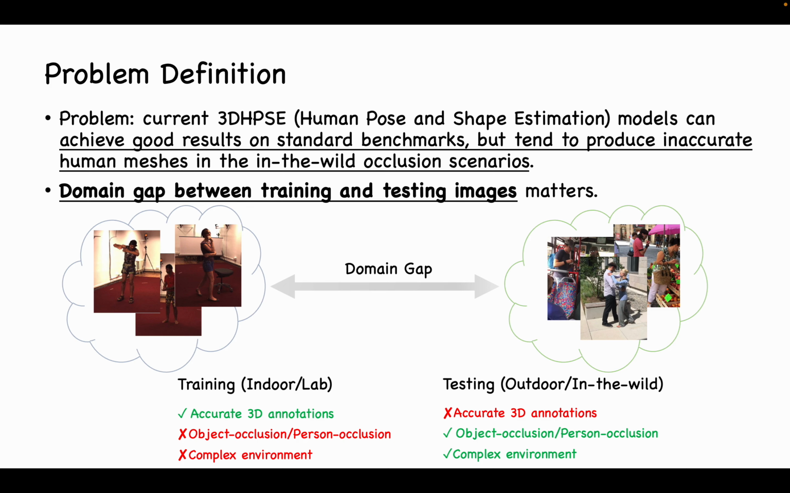We studied the training and testing datasets and found that there's a clear difference between the training and testing images. As you can see below, the training images are often taken indoors. They usually have accurate 3D annotations, but there's no object or person occlusion. So, they're different from real-world images. On the other hand, the testing images are taken in natural settings. They usually have complex occlusion and environments, but they don't have 3D annotations.